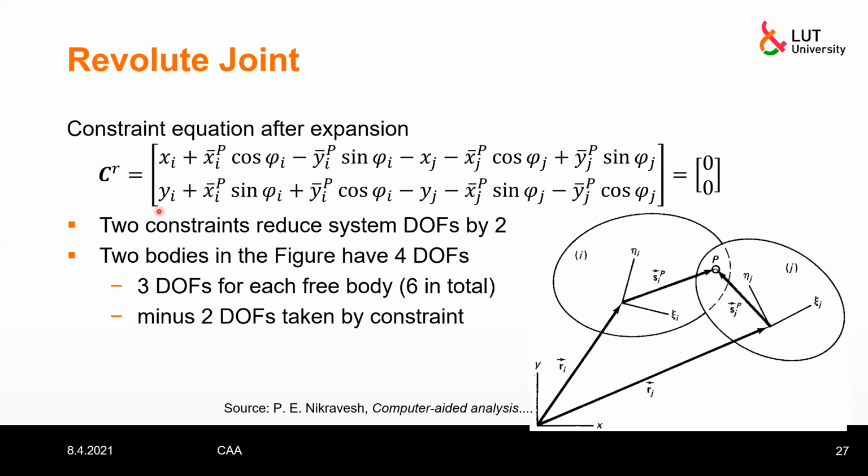Okay. And this is enough for us to write constraint equations for the revolute joint, like here, because here we have xi and yi, as well as xj and yj, and all other entities depend on system coordinates. So we can easily write these equations.